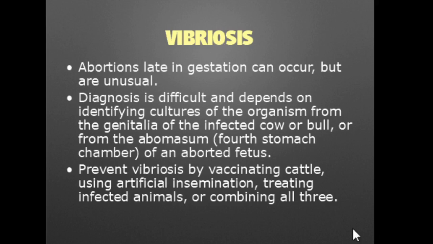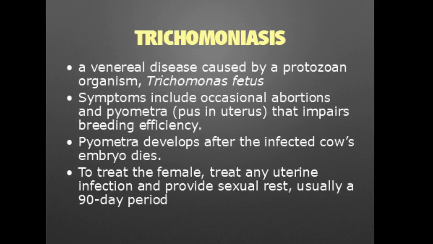We now move on to the next disease, which is trichomoniasis. It is a venereal disease caused by a protozoan organism, Trichomonas fetus. Symptoms include occasional abortions and pyometra that impairs breeding efficiency. Pyometra develops after the infected cow's embryo dies.